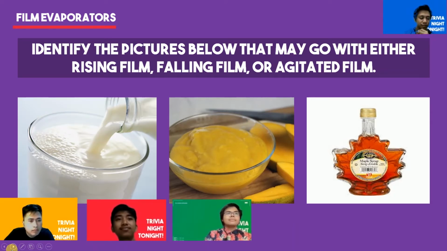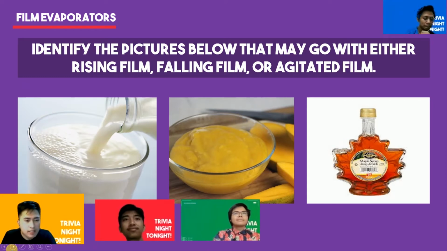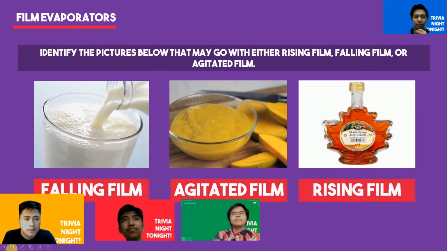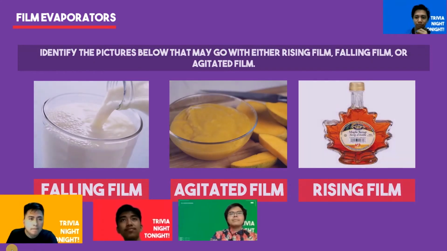Yes, Harvey. I think the milk is a falling film, the mango puree is agitated film, and the maple syrup would be a rising film. And the correct answer is falling film for milk, agitated film for mango puree, and rising film for maple syrup.